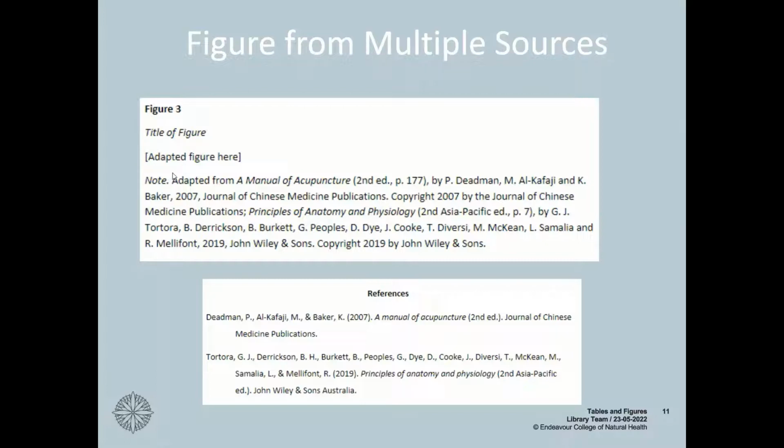So in which case, if we're creating a figure from multiple sources, we're definitely adapting from. And then we list both or all of the sources that we're creating this figure from in exactly that same way. So this is an example for 2 books, A Manual of Acupuncture and Principles of Anatomy and Physiology, listed in alphabetical order according to the author's surname. So how they would be listed in our reference list is how we're listing them in our note section, divided by a semicolon here.